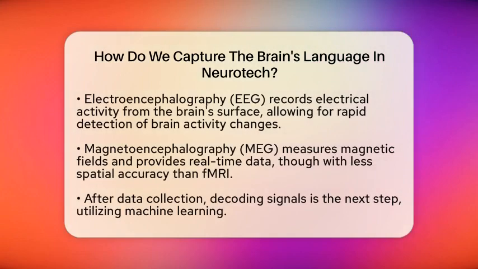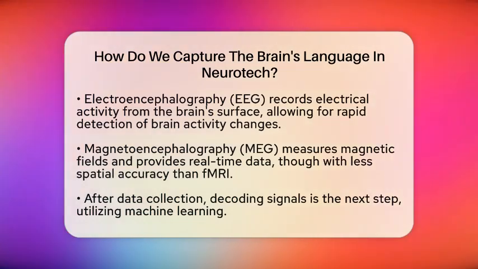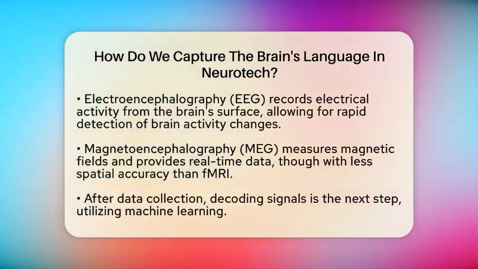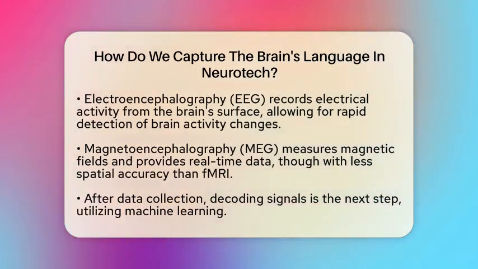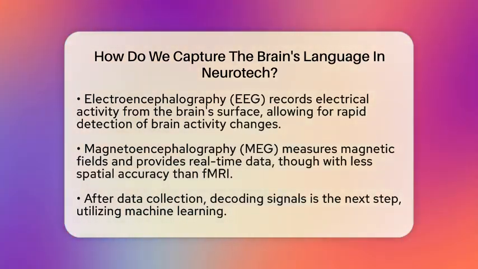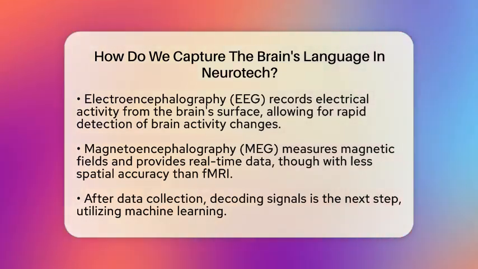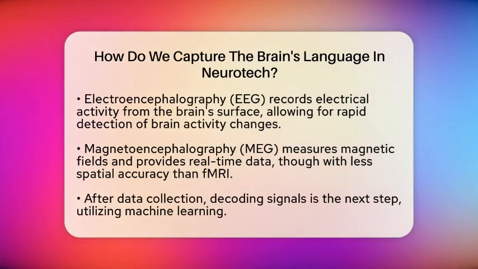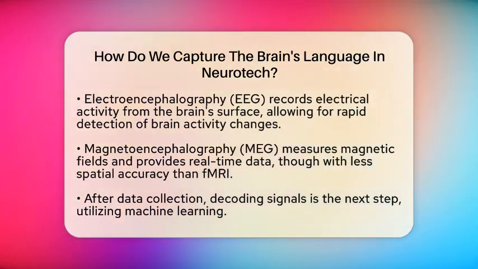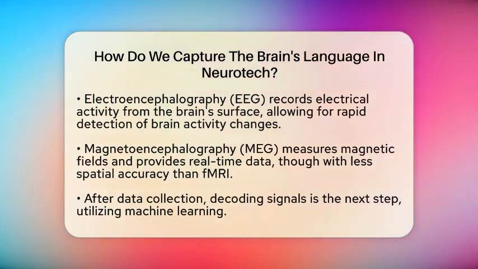Another popular approach is electroencephalography, which records electrical activity from the brain's surface. It allows us to see rapid changes in brain activity, making it useful for understanding how we process speech. Magnetoencephalography is similar to electroencephalography but measures magnetic fields instead. Both of these methods provide real-time data but have less spatial accuracy than functional magnetic resonance imaging.